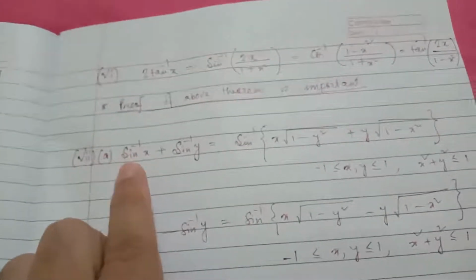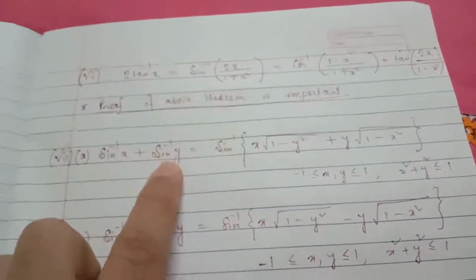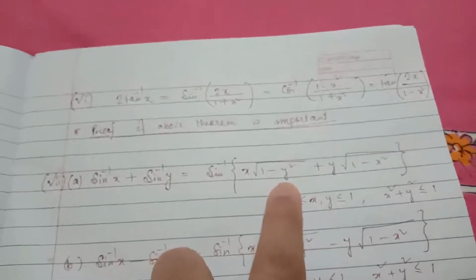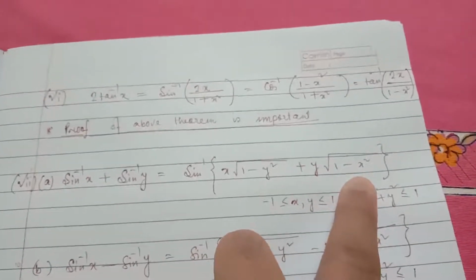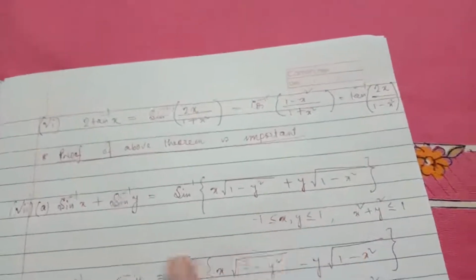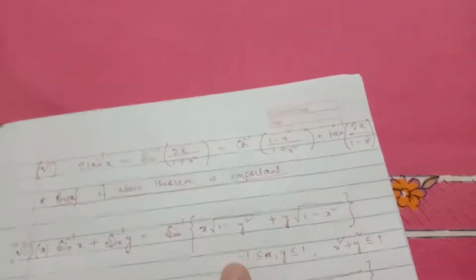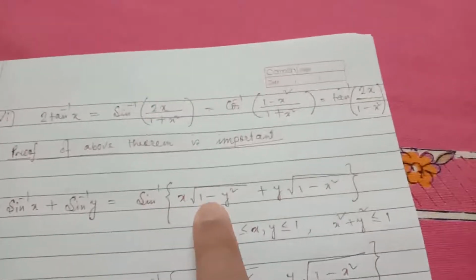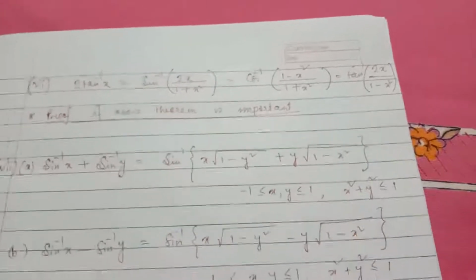First one is sine inverse of x plus sine inverse of y, which is equal to sine inverse of x into root over 1 minus y square plus y into root over 1 minus x square. This will be true when x square plus y square is less than equal to 1 and xy lies in the range minus 1 to plus 1. But this is the formula you have to remember.